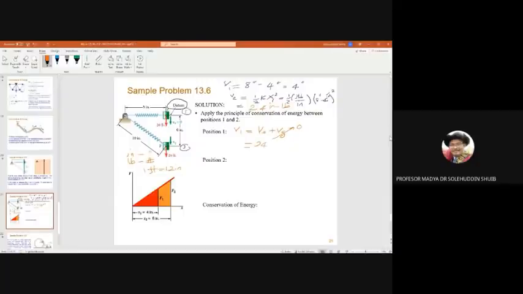So 24 inch-pound plus 0. You can convert this one to foot-pound, so it's going to be divided by 12. 24 divided by 12, so you get 2 foot-pound. Okay, this is V1. All right.